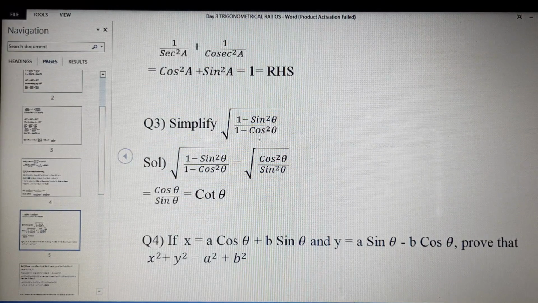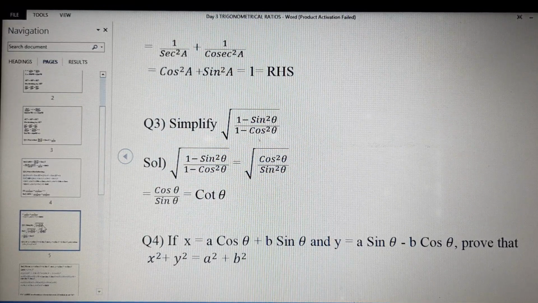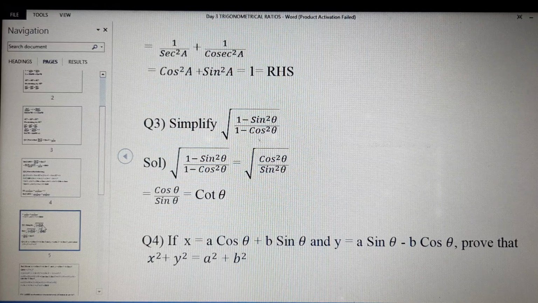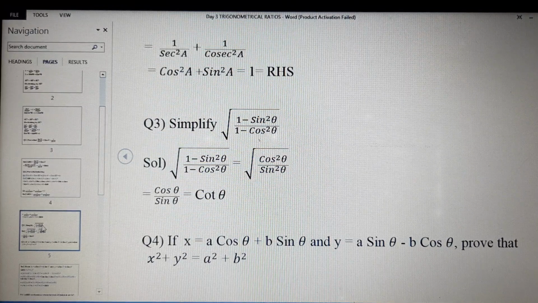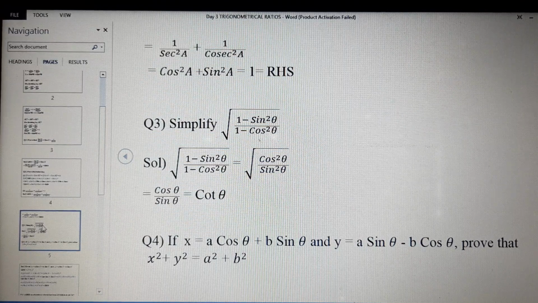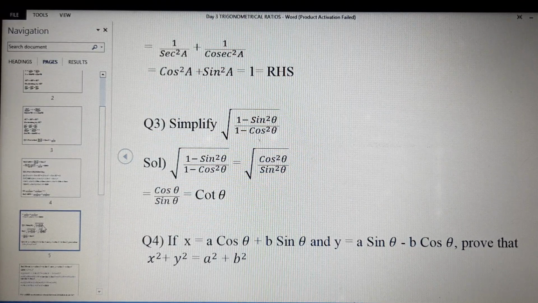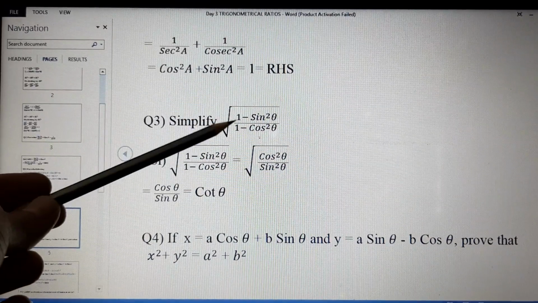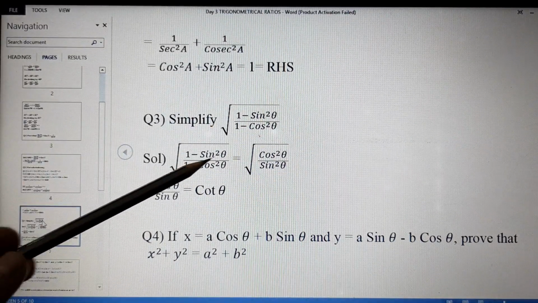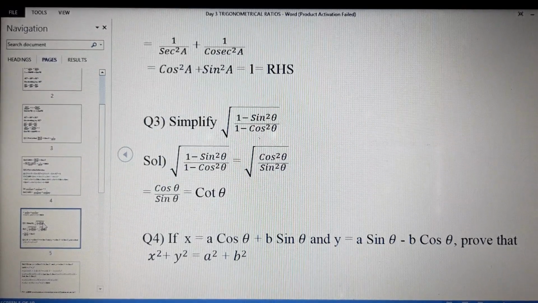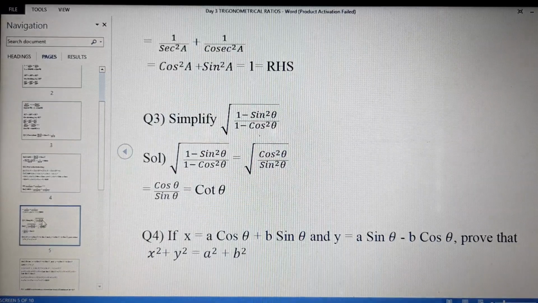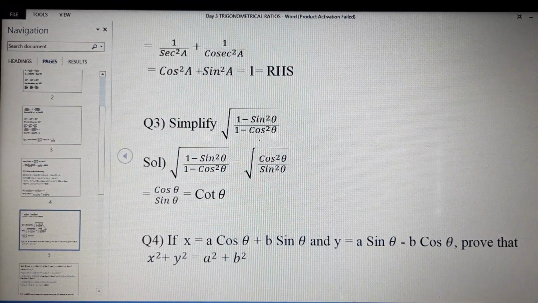Here we have the application of the first identity. If you remember, sin square theta plus cos square theta is equal to 1. If we transfer sin square theta to the other side, then we will have cos square theta is equal to 1 minus sin square theta. So 1 minus sin square theta can be replaced by cos square theta. Likewise, 1 minus cos square theta will be replaced by sin square theta.